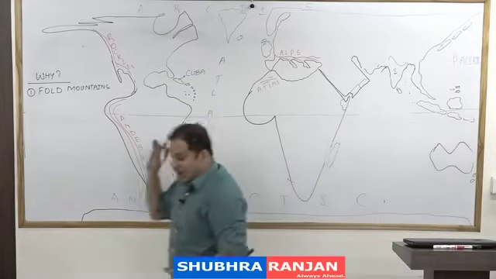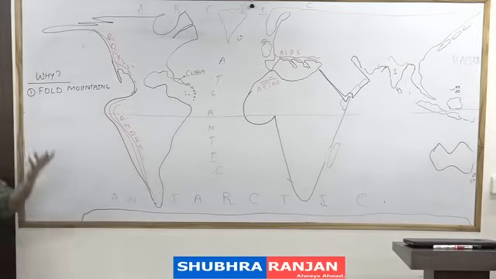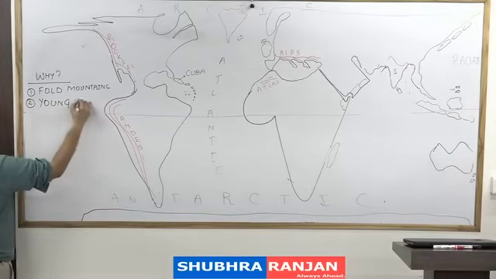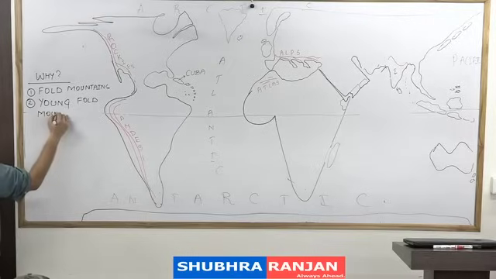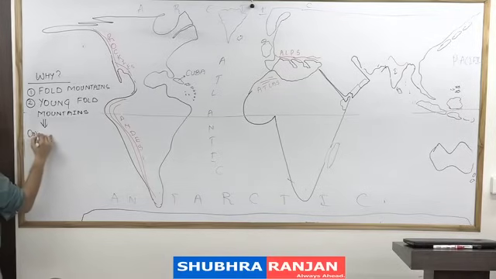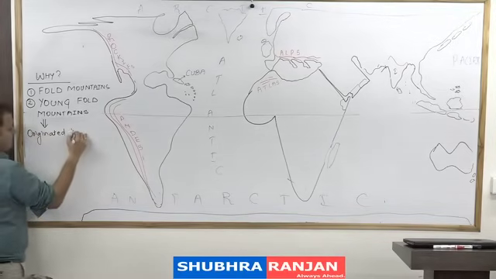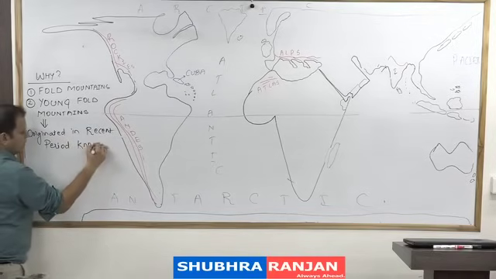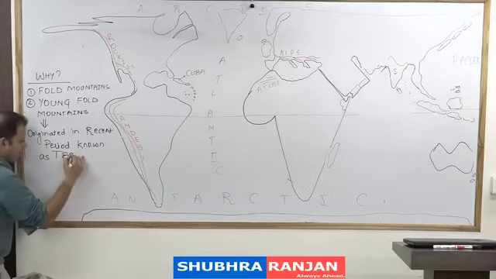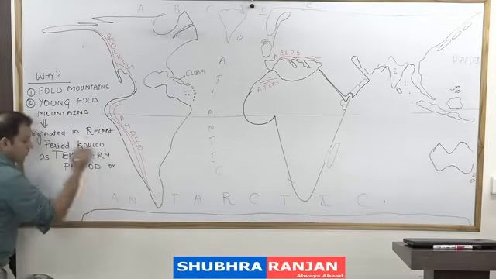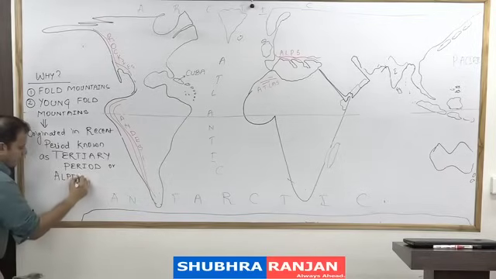Now you should know these are fold mountains because the earth's crust is folded. And why are they so great in height? Because I am introducing one concept here: they are examples of young fold mountains. Why young fold? They are known as young fold mountains because they originated in a recent period of the earth, known as the tertiary period, or alpine orogeny.